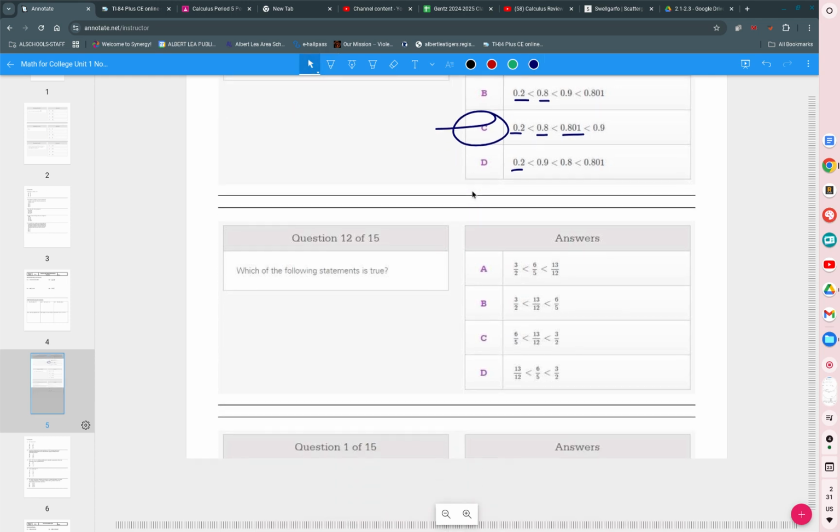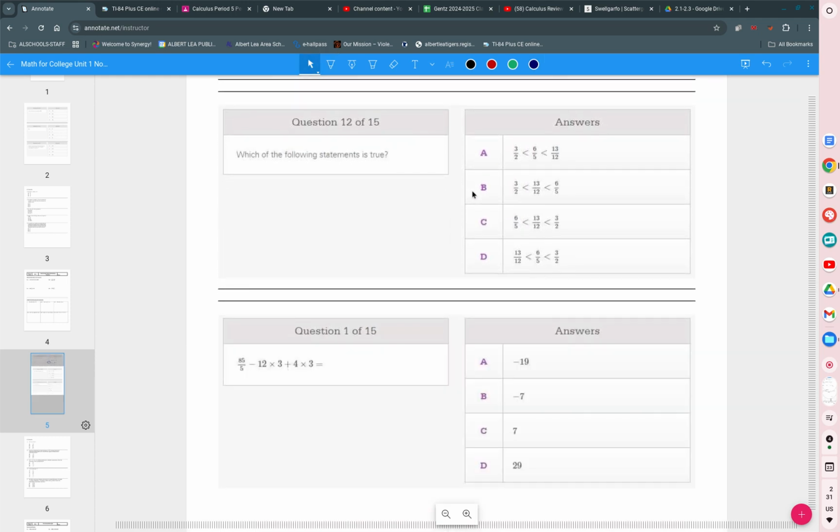The next one, we have fractions, and the best way to navigate this is to say that 3/2 is the same thing as 1 1/2. 6/5 is the same as 1 1/5. And 13/12 is the same as 1 1/12. So as you glance at this, you can see that 1 1/12 is the smallest. So we're going to start with the one with 13/12, and then 6/5, and then 3/2. So letter D is the correct answer.